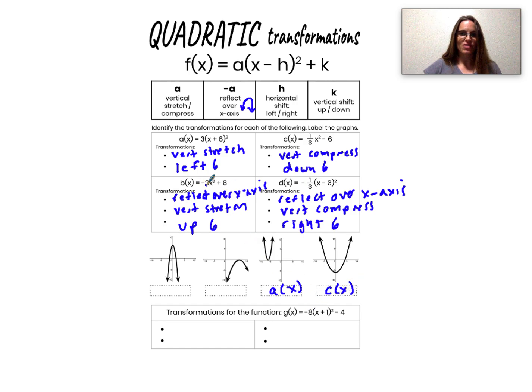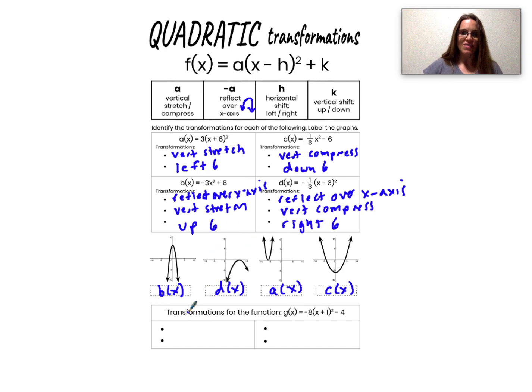Okay, reflecting over the x-axis, both of the final two graphs are reflected. Vertical stretch, so it needs to be steeper, and up 6. Vertical stretch and up 6, reflected over the x-axis. This is b of x. And then our final function, d of x, hopefully that's this one. Let's see. Reflected, yes. Vertical compress, yes. Right 6. We have successfully used our knowledge of transformations to identify these graphs.